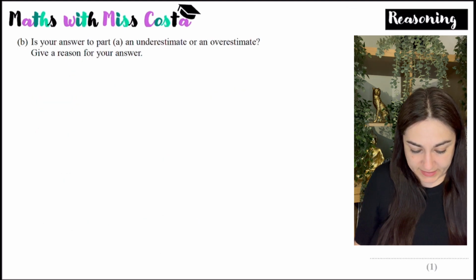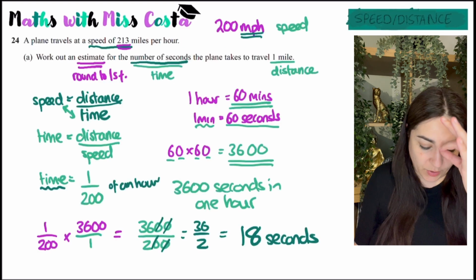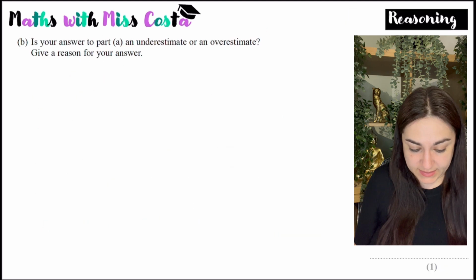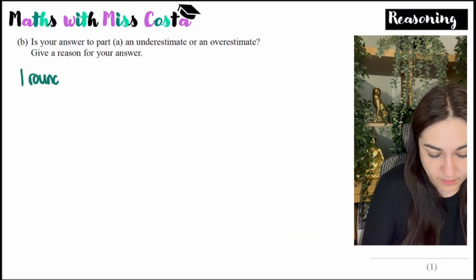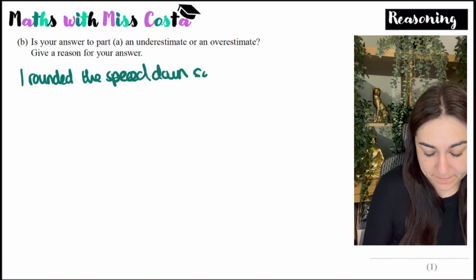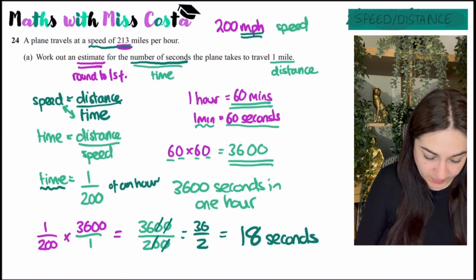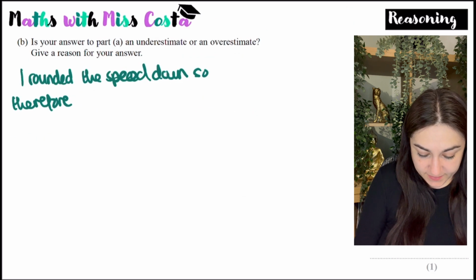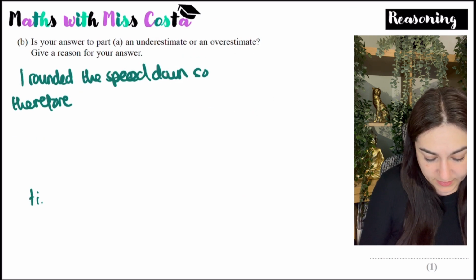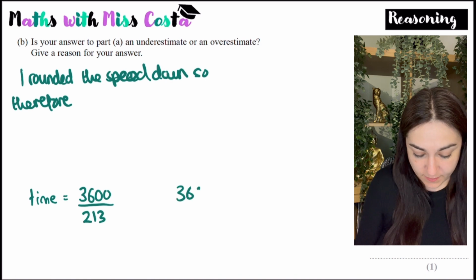And what did I do? So is your answer to part A an underestimate or an overestimate? So what I did is I rounded the speed down. Therefore, how does that affect it? So I'm dividing. Just separately here, the time would be 3,600 divided by 213 if I hadn't rounded down. But what I did is I rounded down to 200.